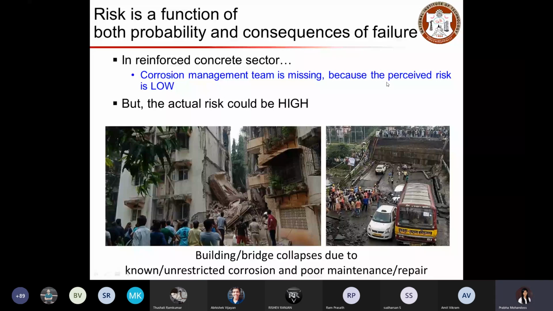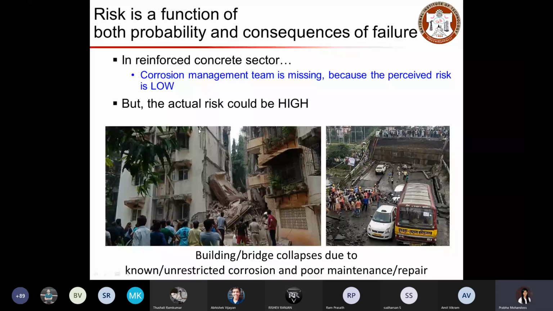Especially when we talk about the reinforced concrete sector, the corrosion of the rebar plays a major role in causing such failures. Okay, so what we need to do is monitor the performance of the structures. In this building, you can see a lot of rebars were exposed due to corrosion. So literally there is no concrete in this building. That will lead to collapse of the structure over time while it is still in service.